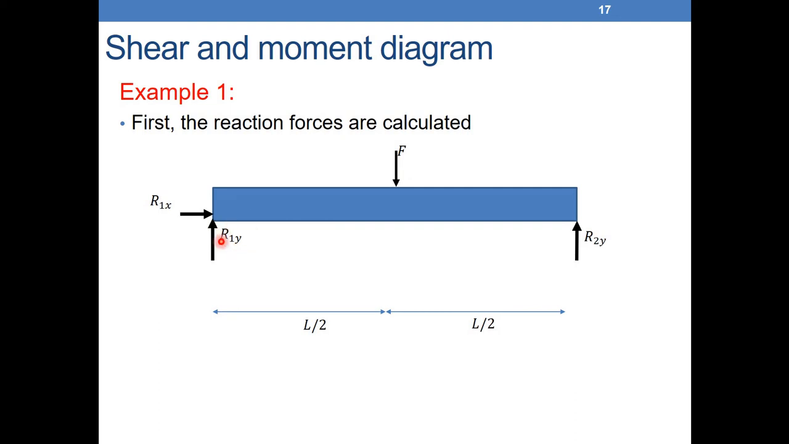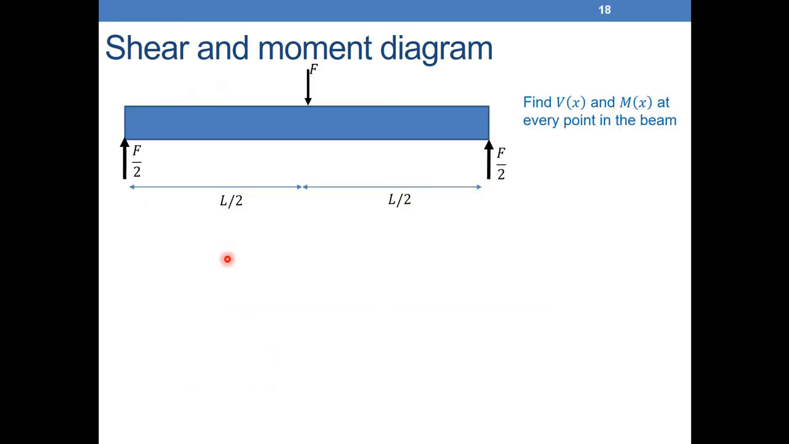We can see directly that r1y will be equal to r2y will be equal to F over 2. Now we can do the calculations. We can say sum of moments around a point equal to 0, but here we don't need to do that. We can see it directly from the symmetry. If I neglect r1x because r1x equals 0, then r1y and r2y, both of them will have F over 2. So now we found the F over 2.